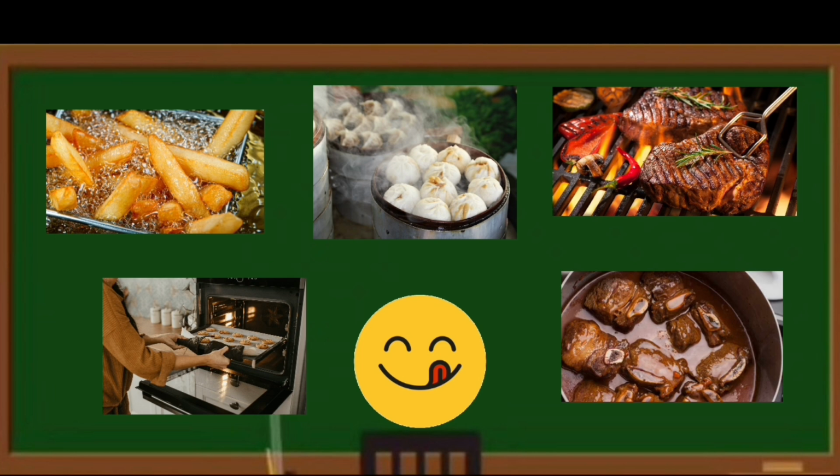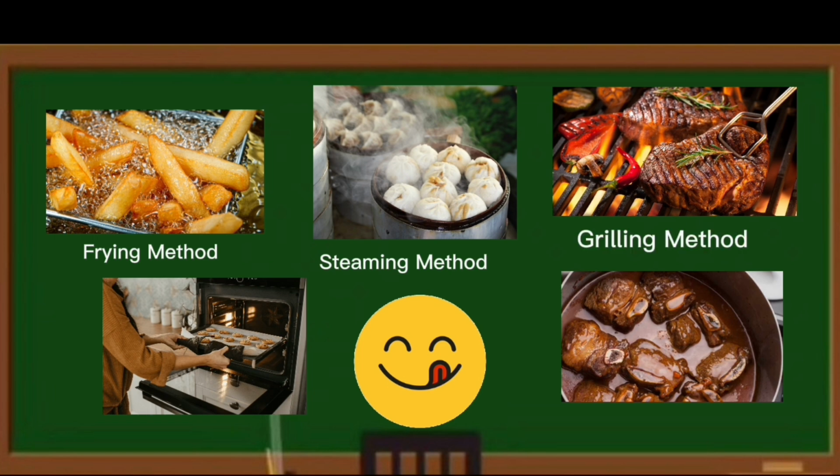Okay, let's name each of them. So the first one is frying method. Next is steaming method. And the third one is grilling. Then the fourth one is baking. And finally, the last one is stewing.